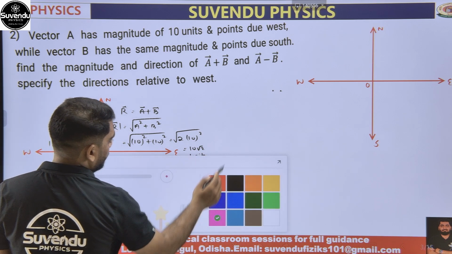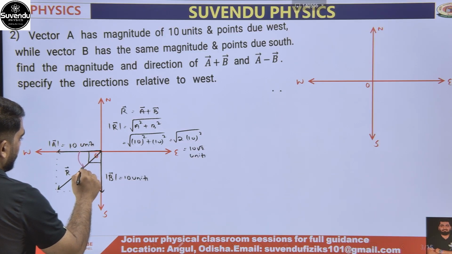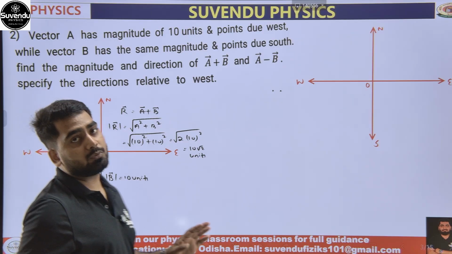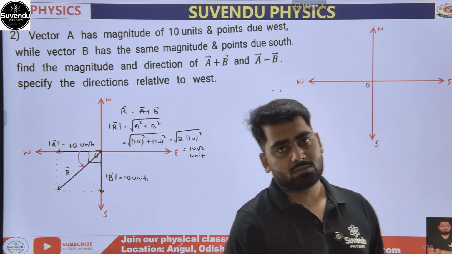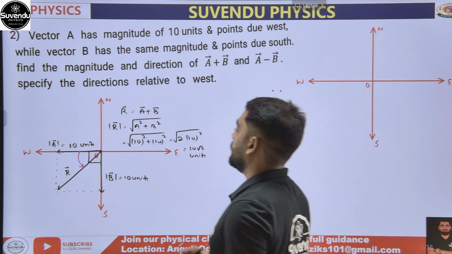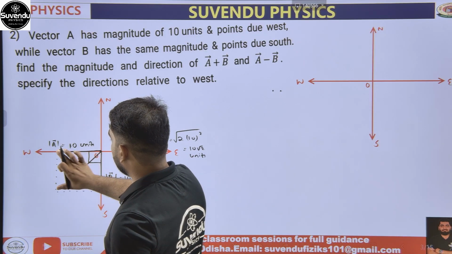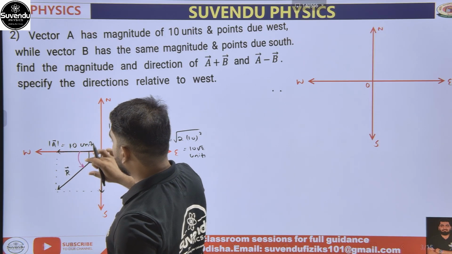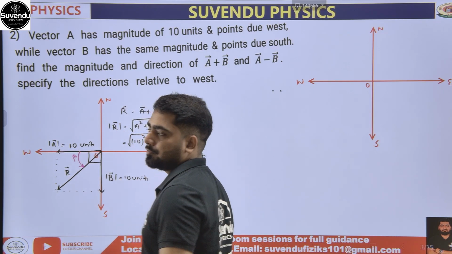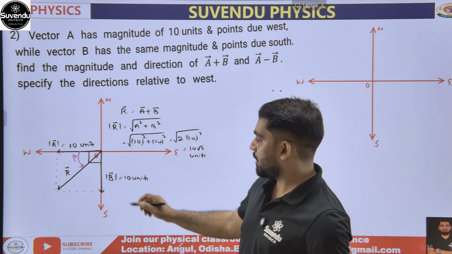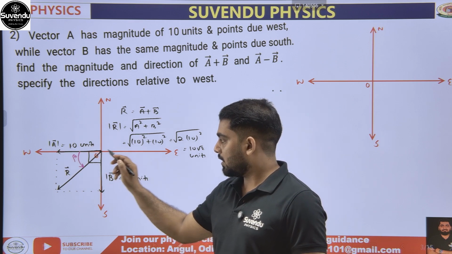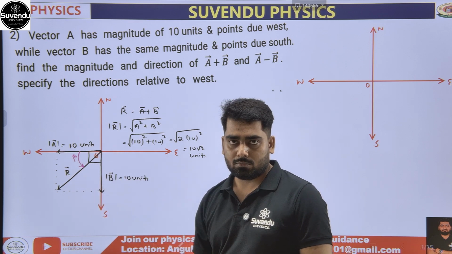And what is the direction of the resultant vector with respect to west? Direction of the resultant vector with respect to west means we have to show this direction. What will the angle be? Simple: tan beta is equal to y by x. This is your B vector, this is A. So tan beta is equal to B by A. Both vectors have the same magnitude, so the angle will be 45 degrees.